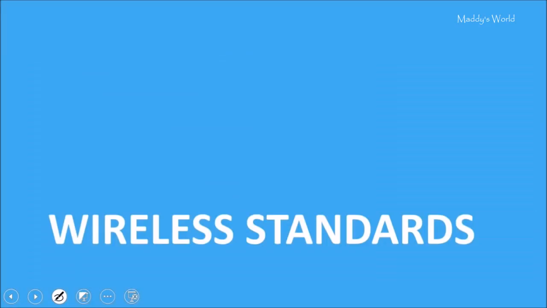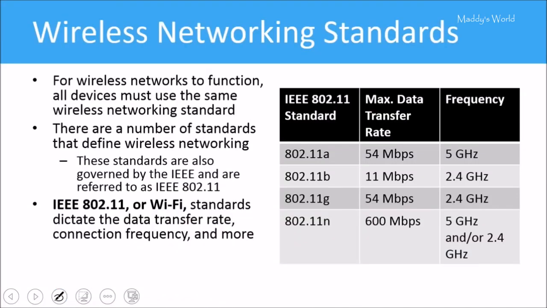All right, so let's talk about wireless standards. For wireless networks to function, all of the devices, all of the wireless adapters, have to use the same wireless networking standards. There are a number of different networking standards that define wireless communications. They're commonly referenced as Wi-Fi, right? Those are the body of standards that dictate the data transfer rate, connection frequency, and more of wireless communications. The standard, however, is commonly referred to as 802.11, all right?